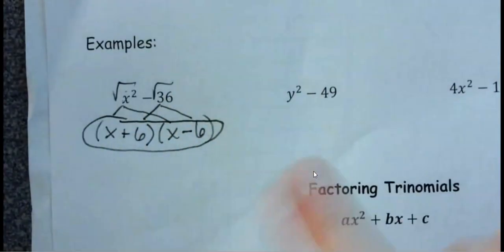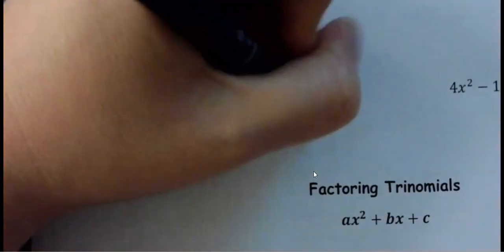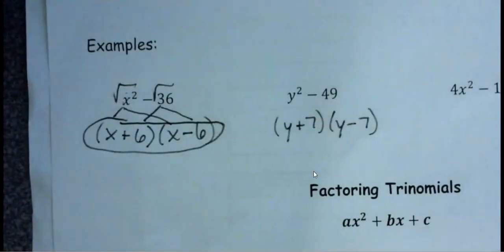And this is what you type in Delta Math. For this one, the square root of this is y, and the square root of 49 is 7. So it becomes y plus 7 and y minus 7.